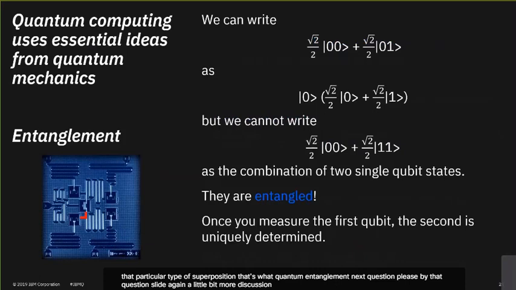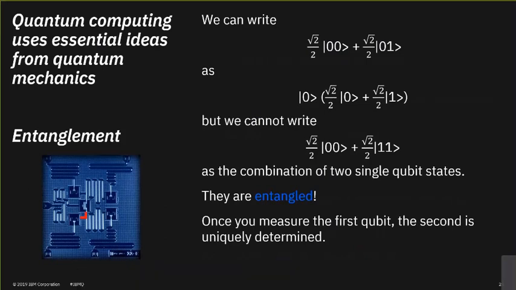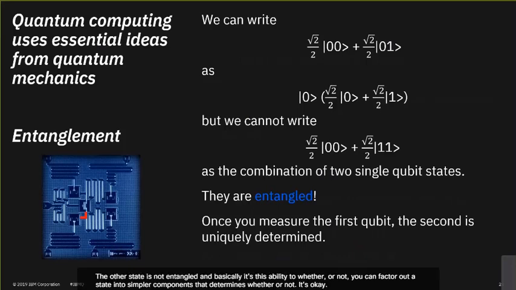Again, a little bit more discussion about entanglement. There you see that it's possible to factor out a ket 0 in the quantum state at the top of the page. You can factor out that ket 0, and you see that you cannot factor anything like that in the 00 plus 11 qubit state. So that 00 plus 11 state that you see there is an entangled state. The other state is not entangled. Basically, it's this ability to factor a state into simpler components that determines whether or not it's entangled.